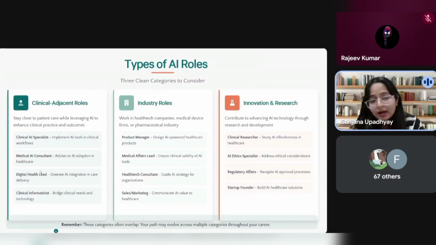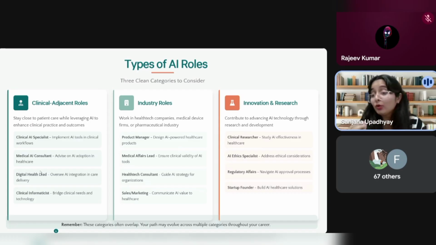And also sales and marketing. For example, if you're a doctor and you want a part-time job, or a full-time job based on your career transition, you can explain to another doctor very clearly. The terms are very clear to you because you understand the things. So you can act as marketing, you can act as a healthcare consultant, you can act as affairs lead and product manager.